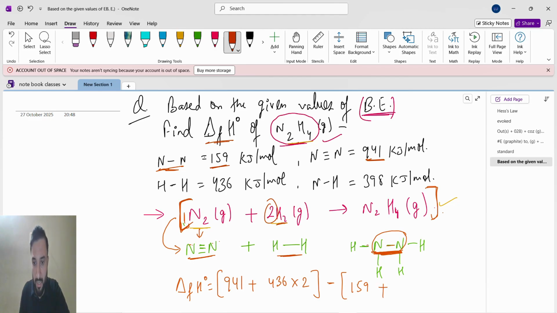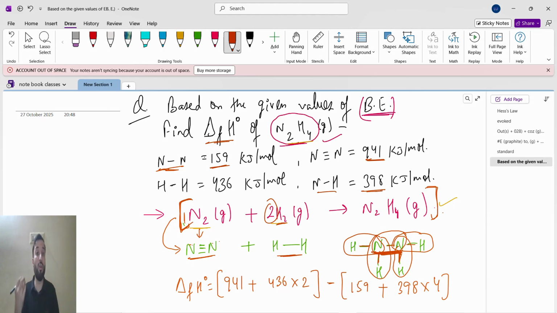Plus, see this, the N H bond. One N H bond, 2, 3, 4. So what is the value of the N H bond? N H bond is 398. How many N H bonds are there? 1, 2, 3, this 4. So 398 into 4.